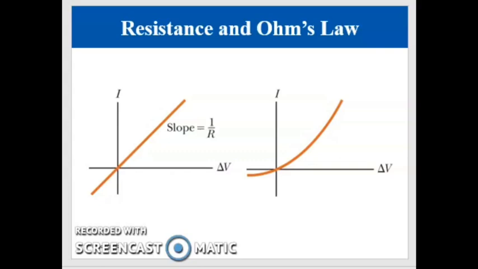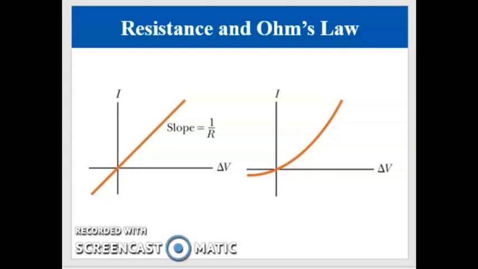Ohmic materials have a linear current voltage relationship over a large range of applied voltages, as we can see in the figure on the left side. Non-ohmic materials have a non-linear current voltage relationship, as we can see on the right side. One common semiconducting device that is non-ohmic is diode, a circuit element that acts like a one-way valve for current.